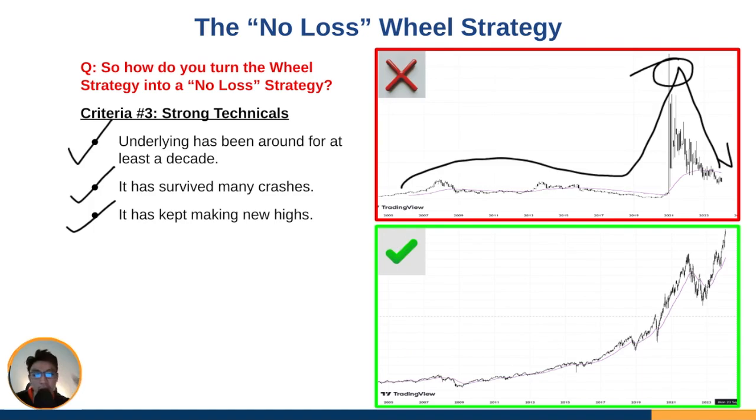So you can see the first chart down here is just too erratic for you to do the wheel strategy. Whereas the second chart, as you can see, the market just kept going up and up and up despite all the crashes. As you can see down here, 2008, somewhere down here, this is the subprime crisis. It looks very small compared to where it ended up in the future, right?